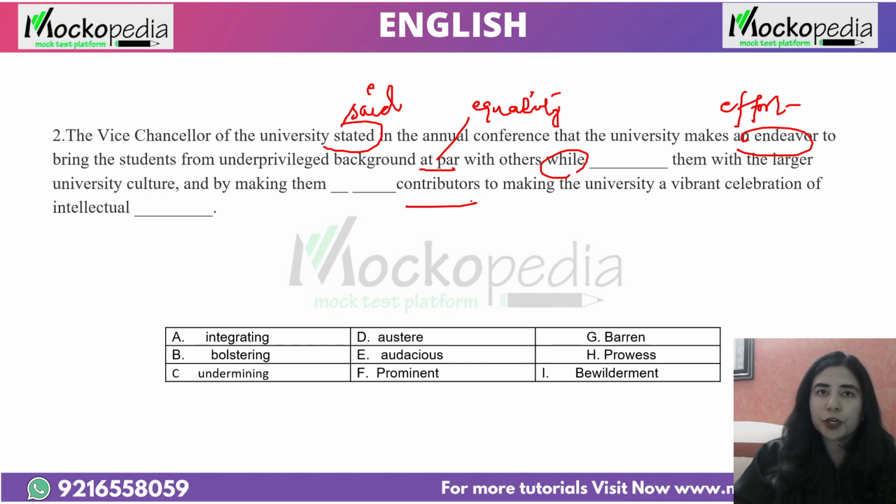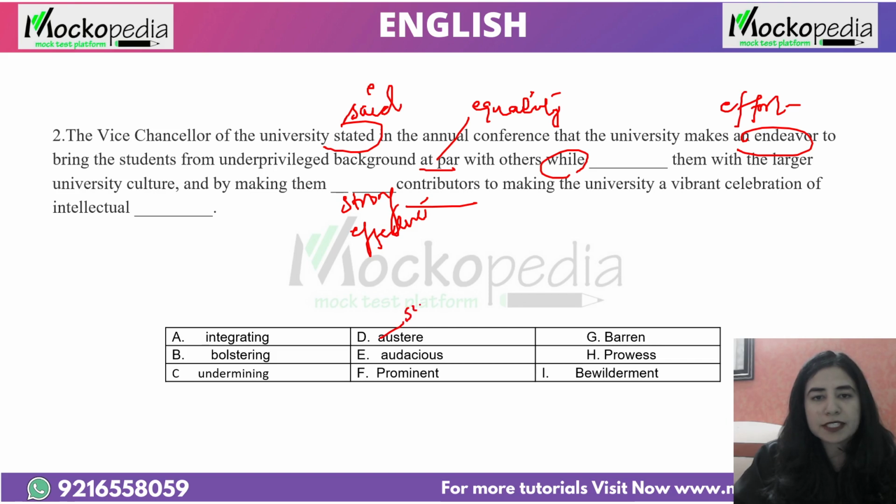So what sort of contributors? If you are trying to bring the underprivileged students at par with others, then you would want to make them strong contributors or effective contributors. So instead of first blank, I would first want to solve the second one. So my predicted word would be strong and effective.